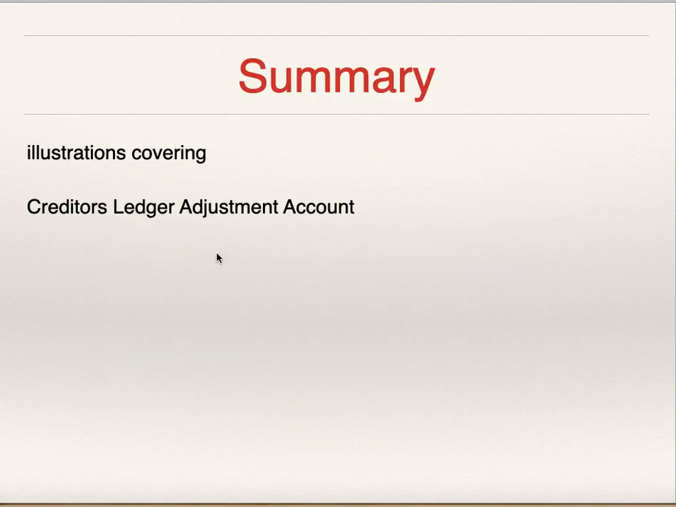In this particular video, we have seen illustrations covering creditors ledger adjustment account.